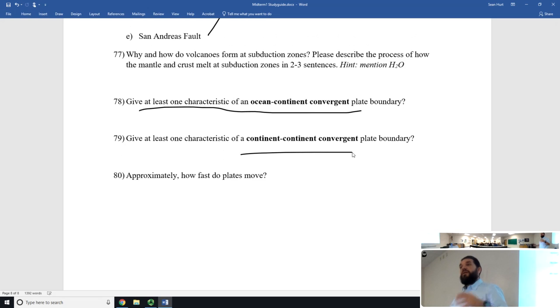Continent-continent convergence, on the other hand, is where two continents are colliding together, converging. That creates very intense mountain building. That's where you get the Himalayan mountains, where India is crashing into the Eurasian continent, generating the mountain building there. And how fast do plates move? Anywhere between 1 and 10 centimeters per year.